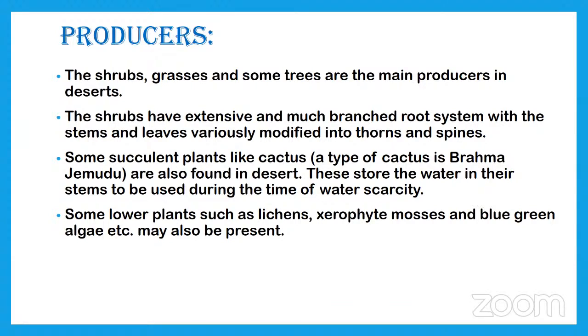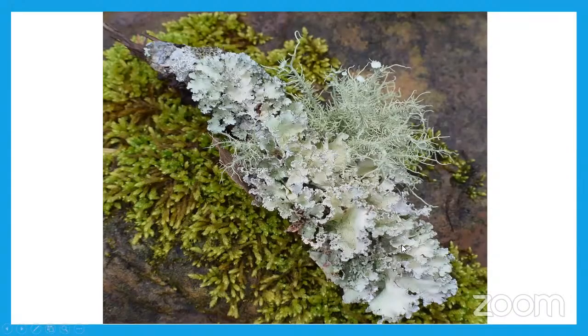And not only that, different cactus and grass plants, shrubs, and another interesting plant we can find in the desert ecosystem, that is lichen. Lichen means it is a combination of algae and fungi. Algae and fungi both live together, that is called lichen. And xerophytic masses. Xerophytic means plants living in areas with less water content. Blue-green algae is also present in this desert ecosystem.